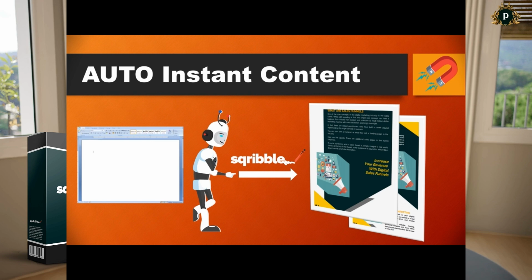So, if you're ready to embark on your ebook creation journey with ease and efficiency, we highly encourage you to give Sqribble a try. You'll be amazed at how simple and intuitive the process is.